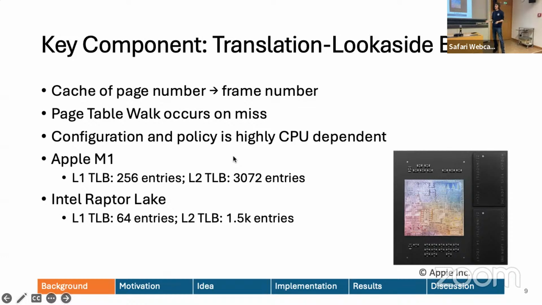So we are incentivized that they work correctly. And how they work exactly is highly CPU dependent and, of course, architecture dependent. Just as an example, the Apple M1 has an L1 TLB, I will explain what these are later, with 256 entries and an L2 TLB with 3072 entries. And for comparison, an Intel Raptor Lake, which is the baseline we will look at for the rest of the talk, so keep that in mind, has an L1 TLB with 64 entries and an L2 TLB with 1.5 thousand entries.